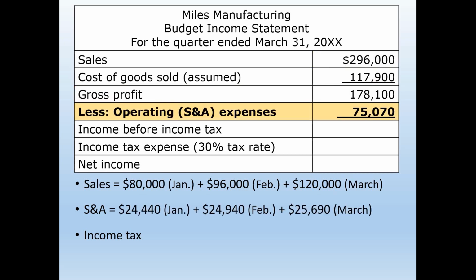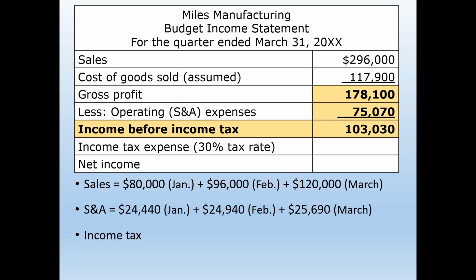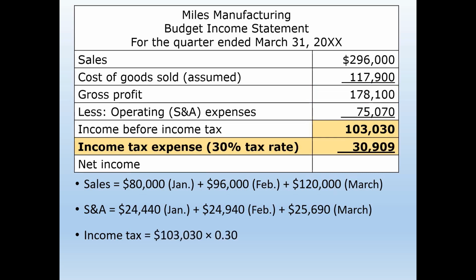The firm's budgeted operating expenses come from the selling and administrative budget that we prepared in Part 3 of this chapter. All we have to do is add the budgeted selling and administrative costs for January, February, and March. Budgeted gross profit minus budgeted operating expenses gives us the budgeted income before income taxes. Let's say that the firm has a 30% tax rate. We can multiply the budgeted income before taxes by 30% to determine the expected taxes for the period. Budgeted income before taxes minus the budgeted tax expense gives us the firm's budgeted net income for the period.